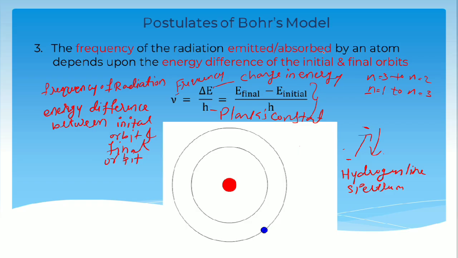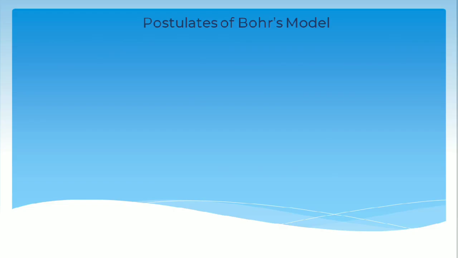So what does the third postulate say here? The third postulate says the frequency of the emitted or absorbed radiation depends on the energy difference between two energy levels.